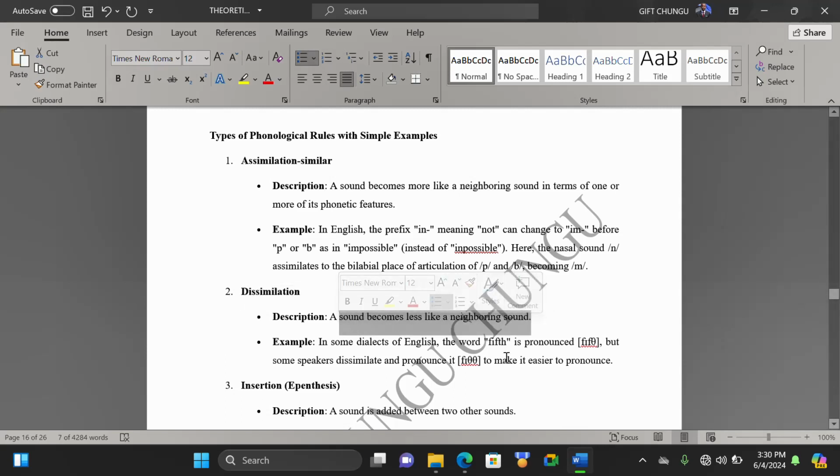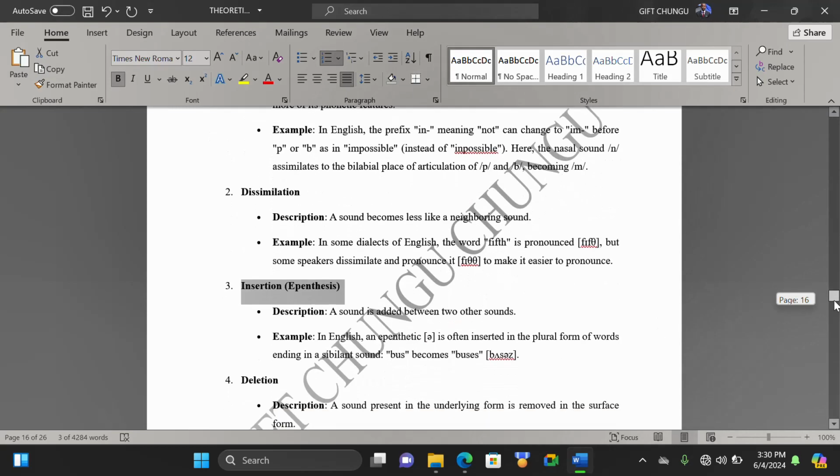For example, we have the sound fifth. Fifth sometimes is presented as fist. It will be different in the way it is pronounced. So we are going to have that dissimilation between the sounds that we have in that word. And then we also have what we call insertion.